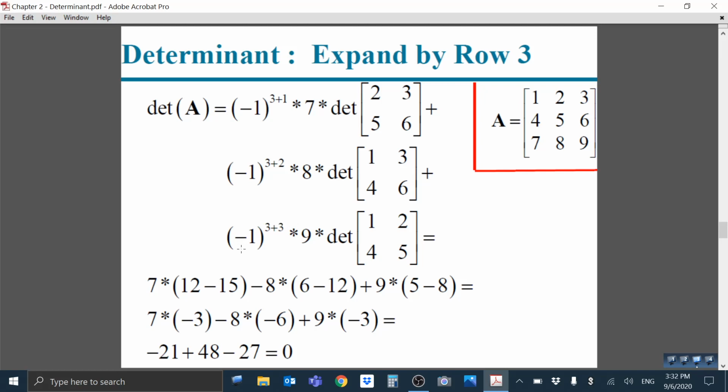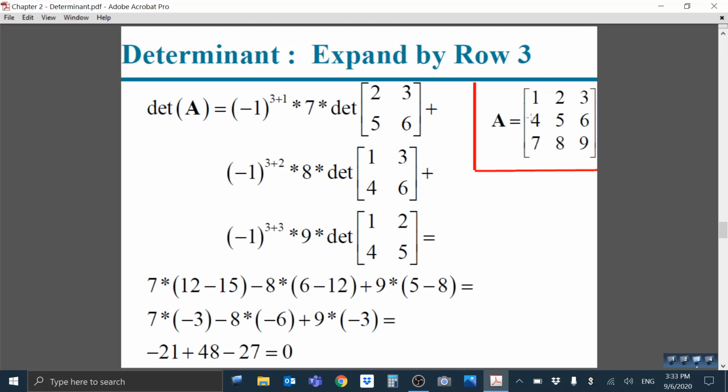Plus, negative 1 to power 3 plus 3. So negative 1 to power 6, which is 1, times 9 times the determinant of this matrix. So 1 times 5 minus 2 times 4. So now we compute all this, and it turns out that the determinant is 0, which means that the determinant of this matrix is 0, which means the matrix is not invertible.